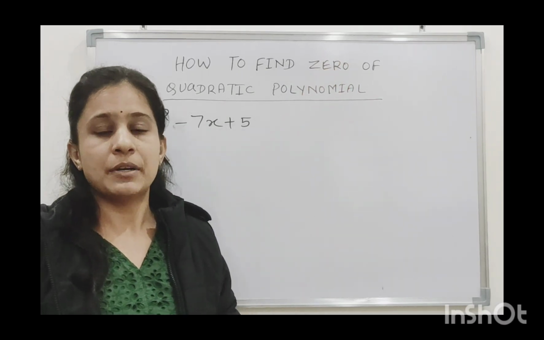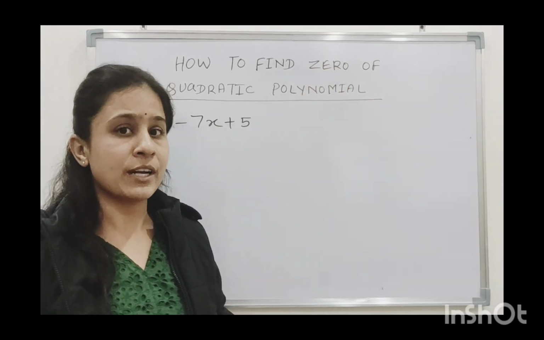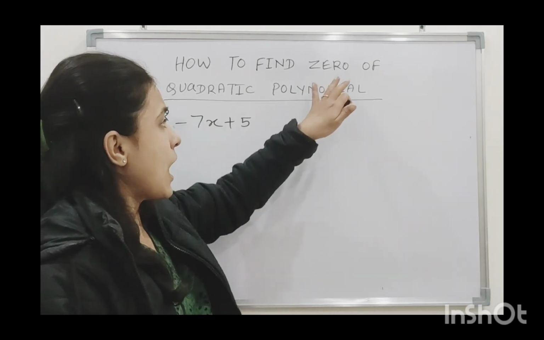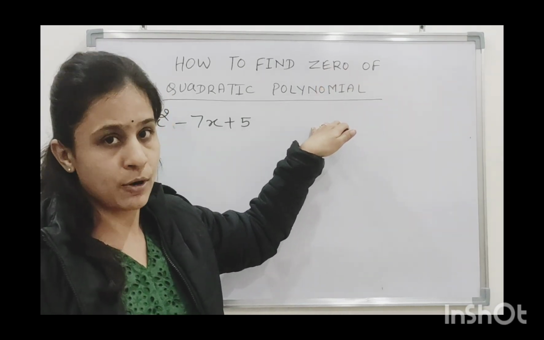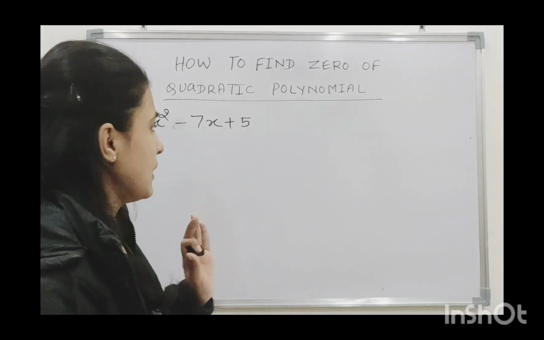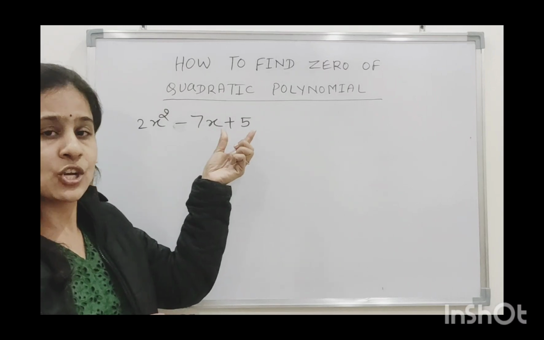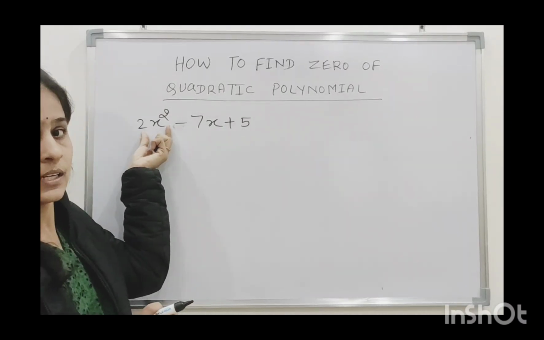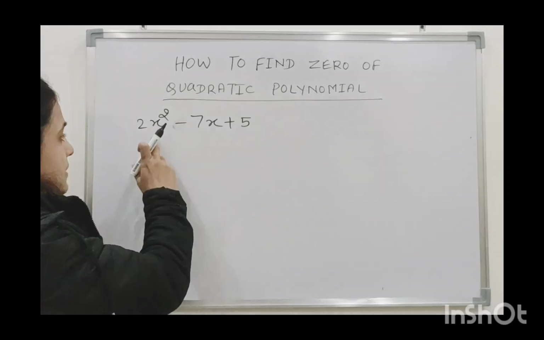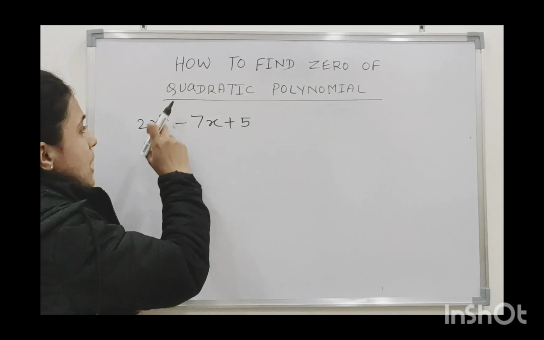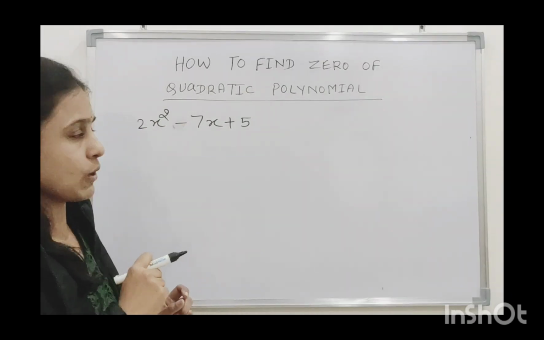Today we are going to study how to find zeros of a quadratic polynomial. In my previous video, I talked about what is zero of a polynomial. Now we are going to find how to find the zeros of a quadratic polynomial. Firstly, we should know what a quadratic polynomial is. A polynomial which has the highest power 2 of the variable is called a quadratic polynomial. So x is the variable here and the highest power in this polynomial of x is 2. That's why this is a quadratic polynomial.